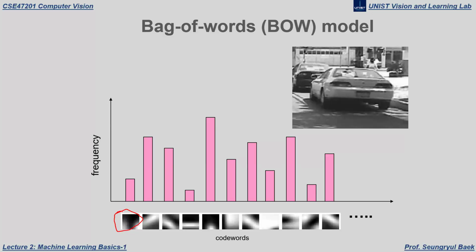And then for the new image patches, we will calculate the distance between that patch and the 1000 visual words, and then assign that patch to one of the visual words. Okay, and that can generate this type of histogram, right?